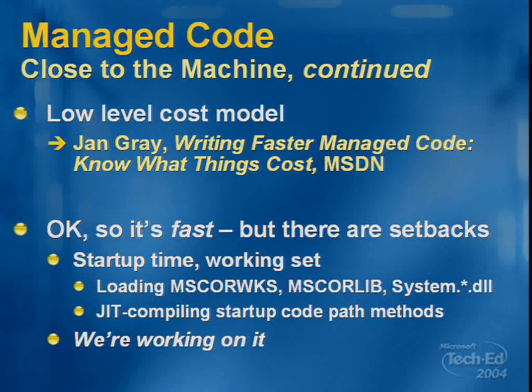The managed version has to load the MS Core Works, which is the CLR runtime, and it has to load the MS Core lib, the base class libraries, and possibly system.star, etc. And the managed version also has to load and run the JIT compiler to compile each method as it's called. So those things add up.